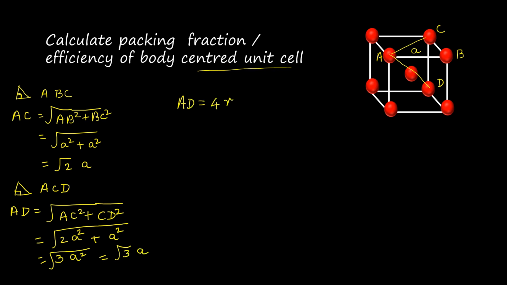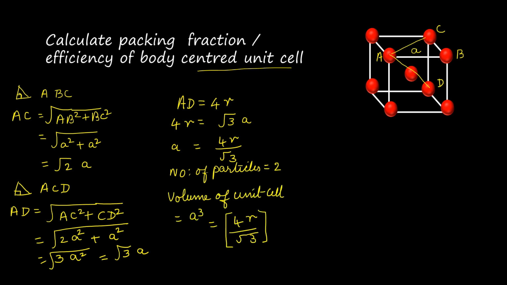From the diagram it is clear that AD is equal to 4R. We know edge length A is equal to 2R. So 4R is equal to root 3A. So A is equal to 4R by root 3. Number of particles in body-centered cubic cell is equal to 2.